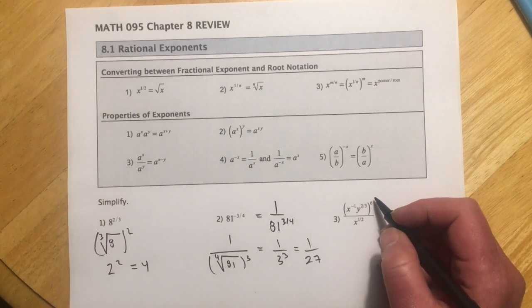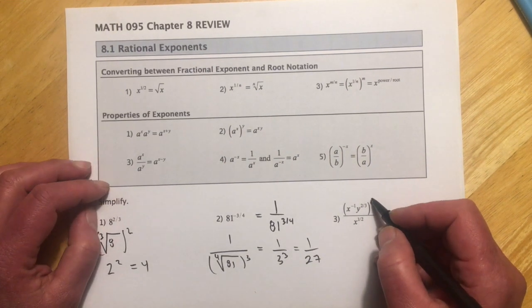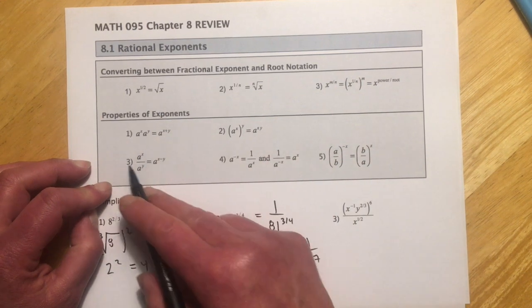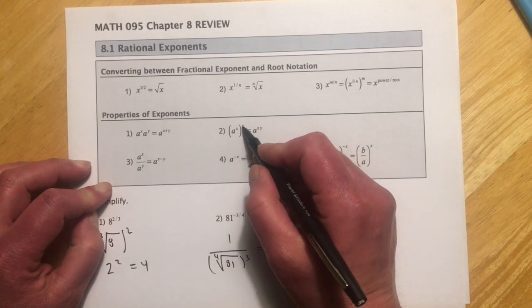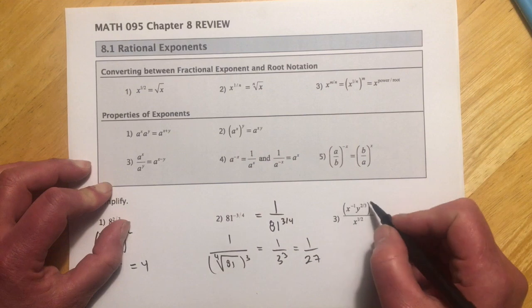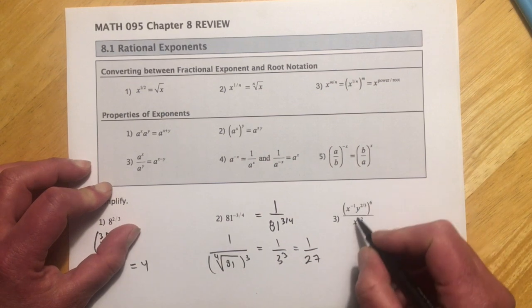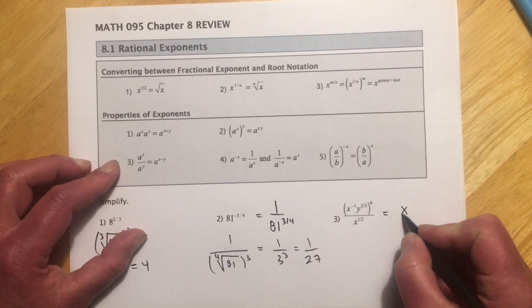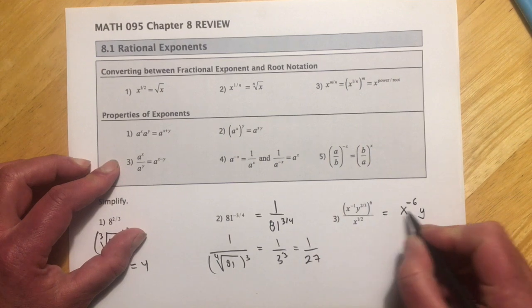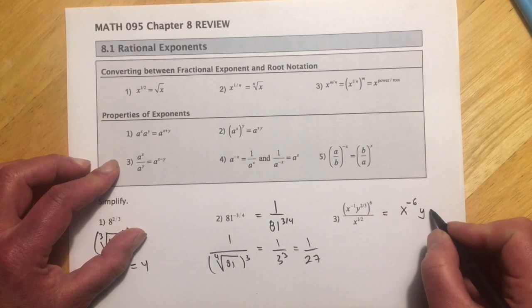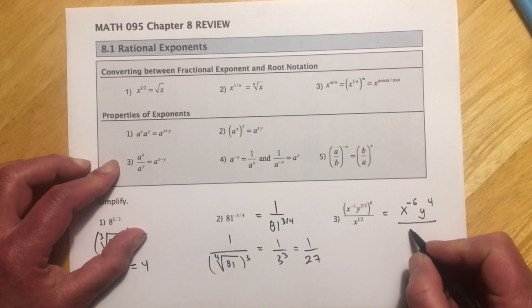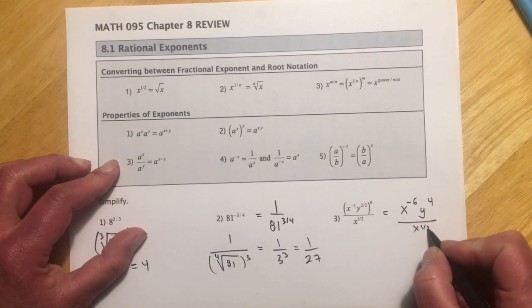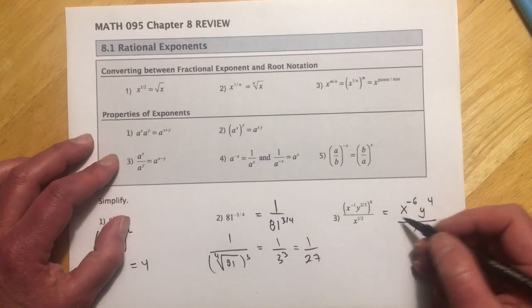This one is using property 2, and so that's when we're raising something to a power we multiply. So I'm going to multiply the 6 into the exponents, and that'll give me x to the negative 6, and then 2/3 times 6 would be y to the 4th, and then x to the 1/2 downstairs. More than one way to do this.